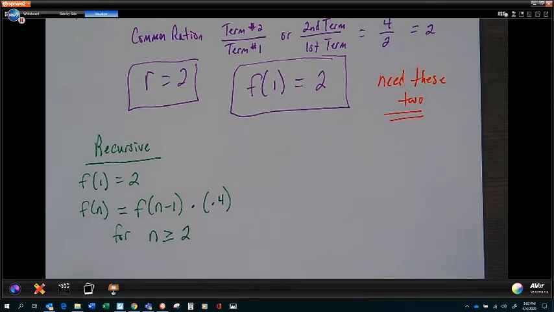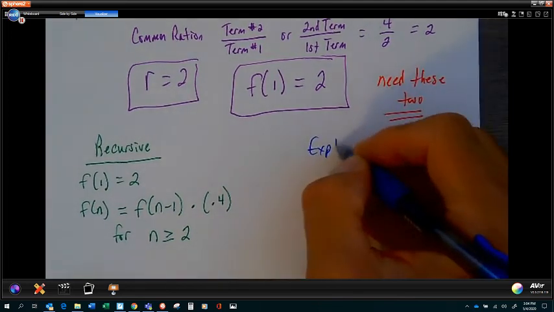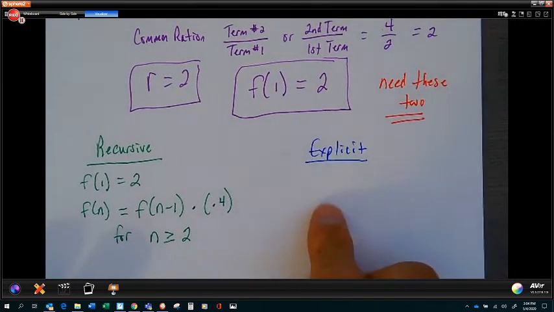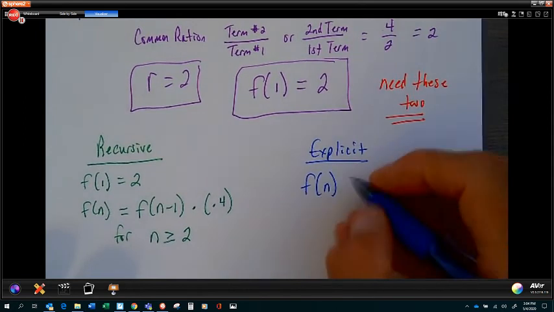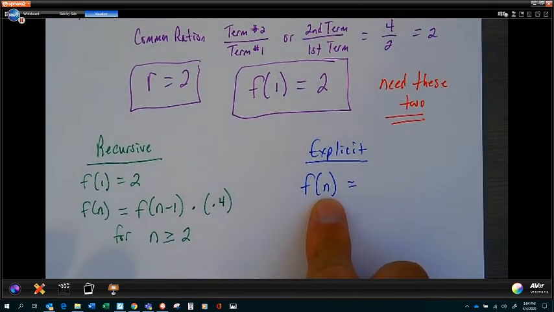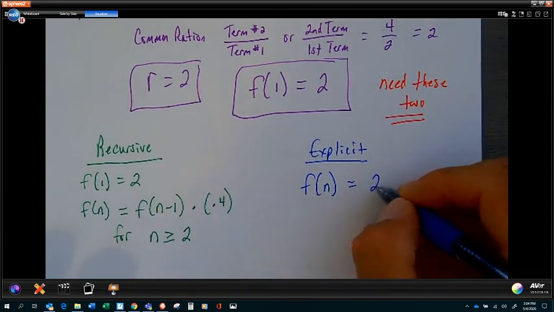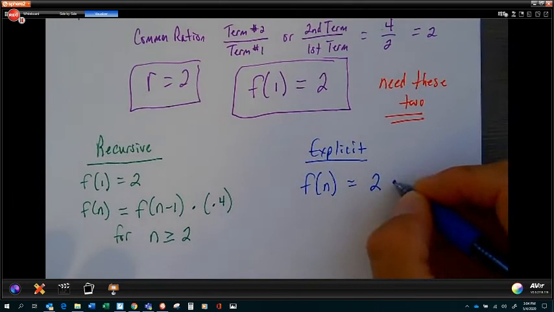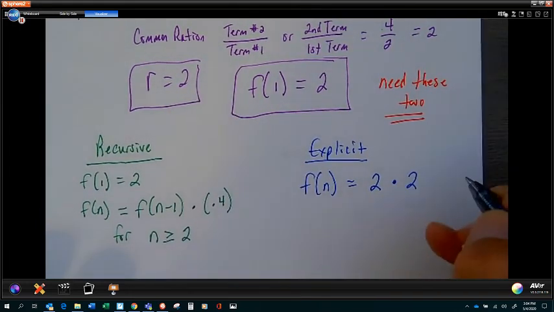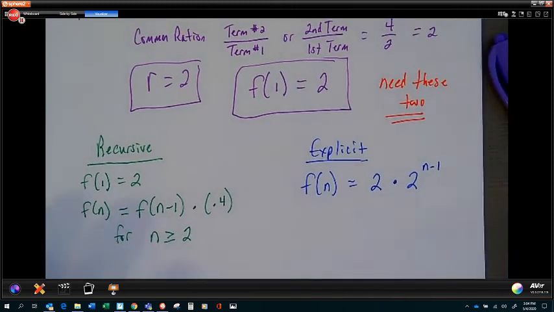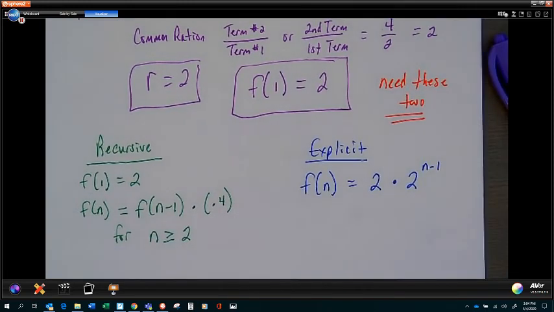Now, writing the explicit formula. Okay, for my explicit formula, we don't say my next term, because I say whatever term this is, depending on what number I want. I take the first term. Now remember, substitute directly in. My first term is 2. And then I multiply it times my common ratio to the power of n minus 1. And that's the explicit formula.